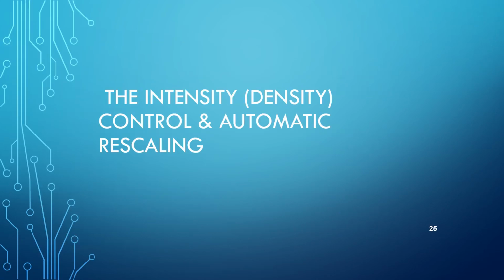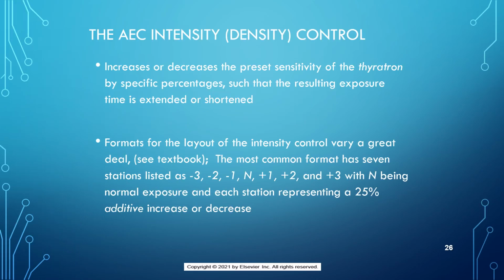Okay, and so the density plus and density minus buttons that I covered just a little bit ago were designed for screen film technology, and they actually did affect the overall darkness or brightness of the image. That's why they're called the density buttons. Unfortunately for us, the overall brightness or darkness of the image is no longer affected by our technique, not our mAs and not our density buttons on the AEC.